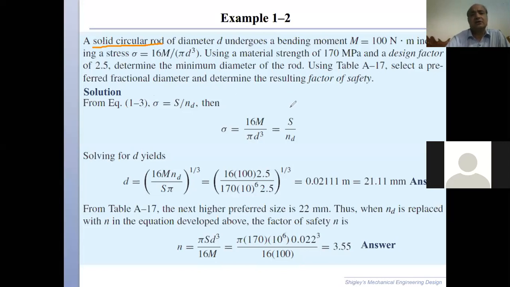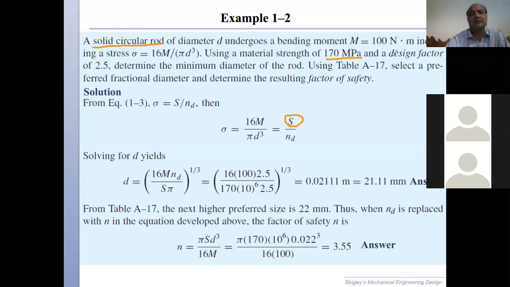And that solid circular rod we have to make using a material that has 170 MPa strength. So what is the strength? That is 170 MPa. A design factor of 2.5, so we also have a design factor. Its value is also given. Find the minimum diameter of the rod. So you have to determine this.